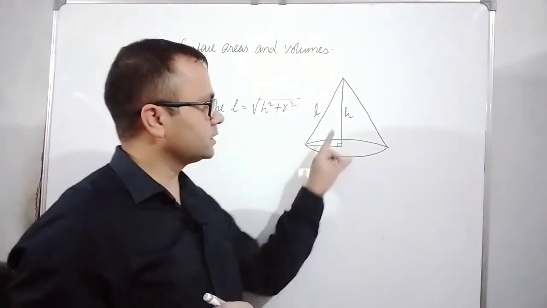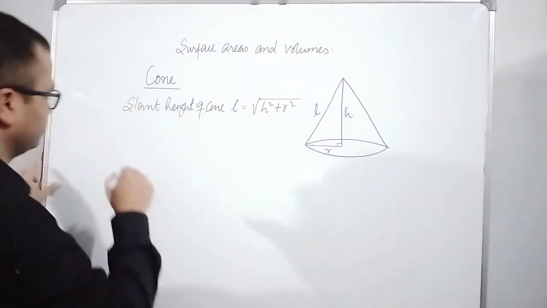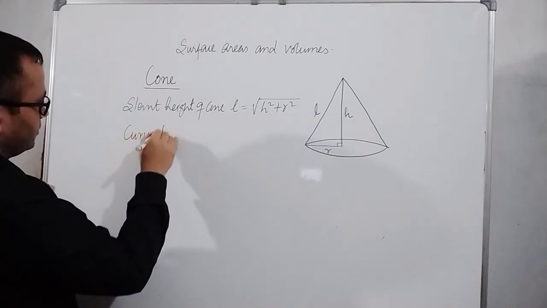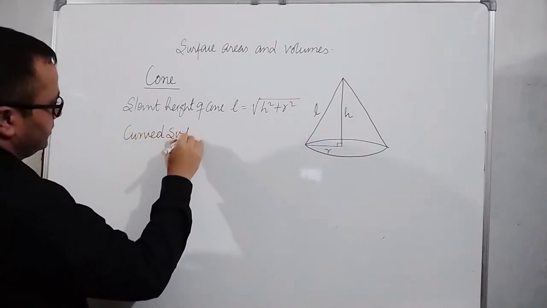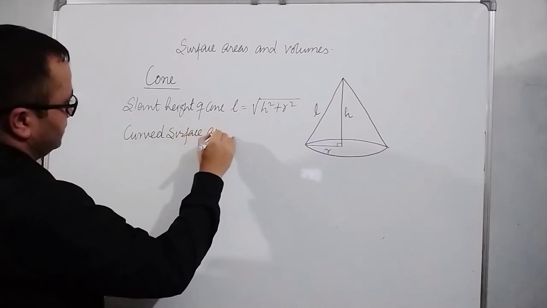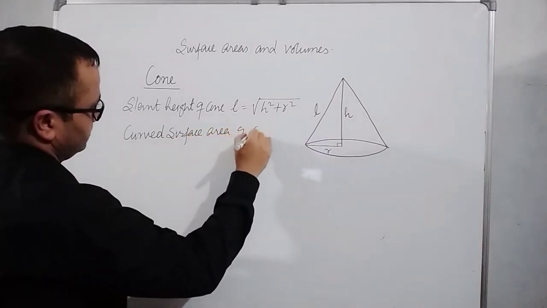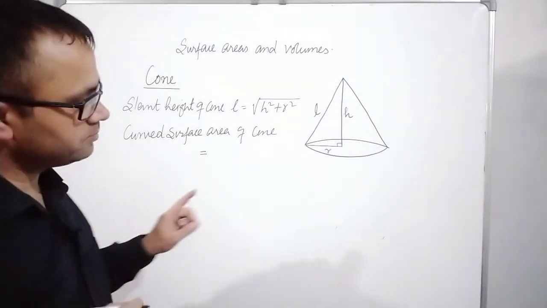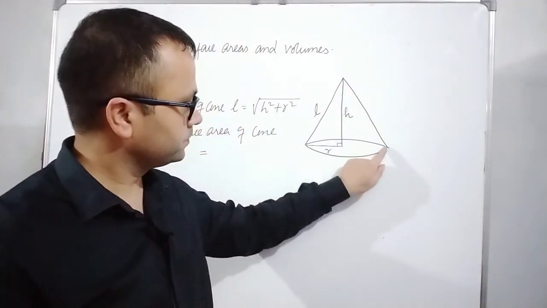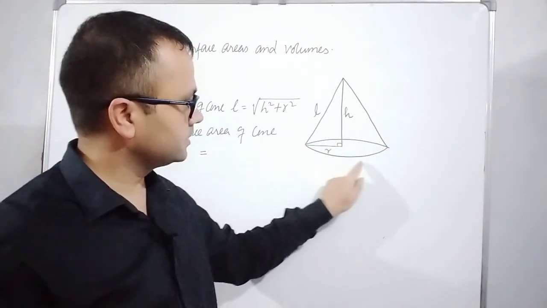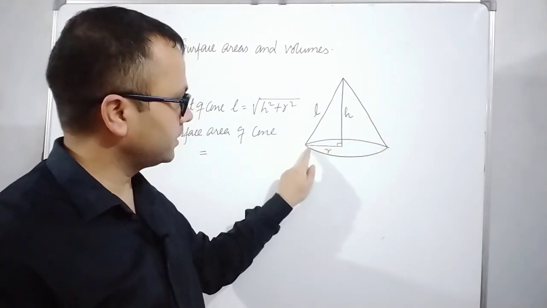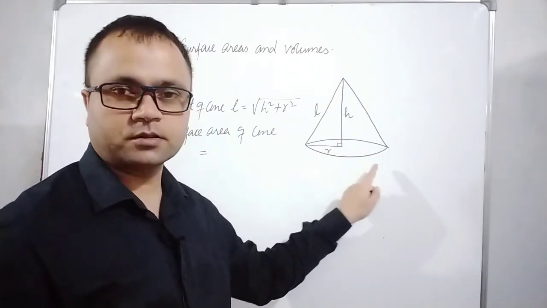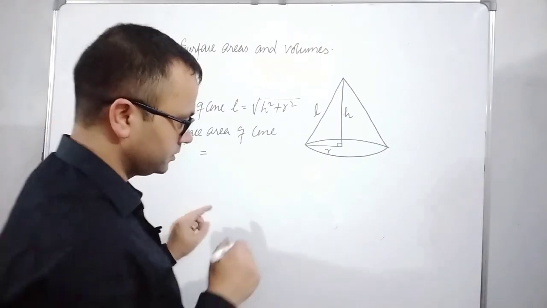Now we will calculate the curved surface area of cone. Curved surface area of cone is the perimeter of base. What is the perimeter of base? So this is the perimeter of semicircle, not a circle. This is a perimeter of semicircle.